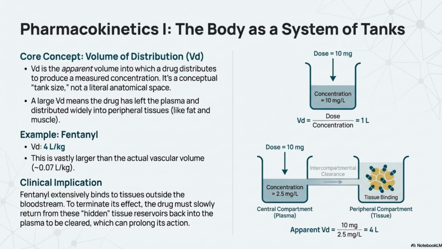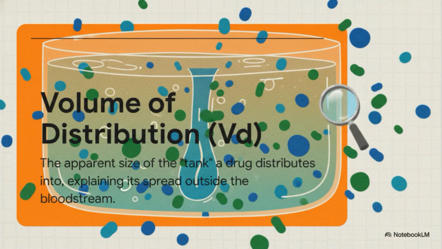You're saying that if we inject, say, 100 milligrams of a drug and measure a concentration that implies it's dissolved in 400 liters of water, then the VD is 400 liters, even though the human body is only 70 liters? Precisely. That huge apparent volume tells you that the drug isn't staying in the plasma. It's rushing out of that central compartment and distributing widely into peripheral tissues.